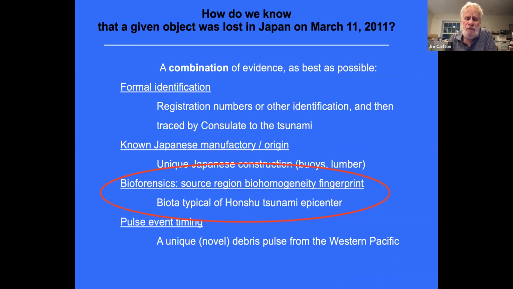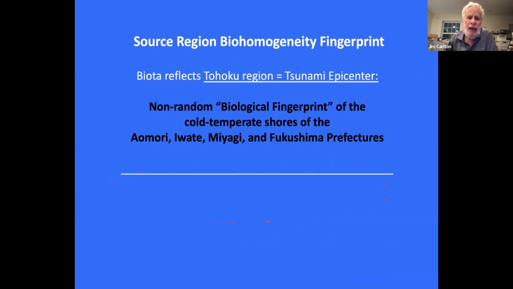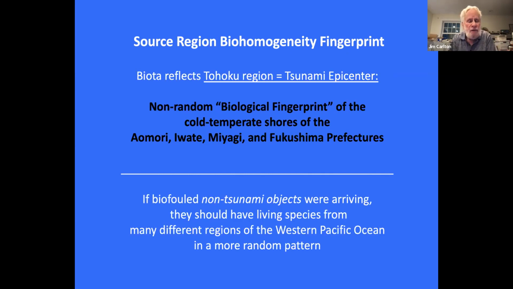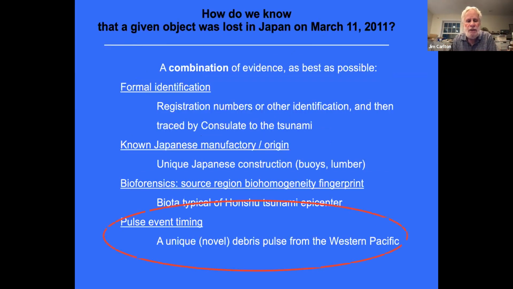Bioforensics means that we could use the fingerprint of the origin of the species to tell us where the object was from. And the species we were finding said that they were from the Tohoku region, biologically, from the cold temperate waters north of Tokyo up to Hokkaido, from the Aomori, Iwate, Miyagi, and Fukushima prefectures, a very distinctive fingerprint of species found in that region. If objects were coming in from southern Japan or from any other part of Asia, they would have told us that they were species not from that part of the coast, and we would expect that. But this was a fairly tight biological signature combined with pulse event timing.